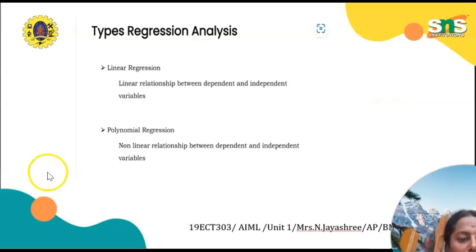Here, linear regression and polynomial regression. In linear regression, there is a linear relationship between dependent and independent variables. That is linear regression. And polynomial regression has a non-linear relationship between dependent and independent variables. That is polynomial regression.